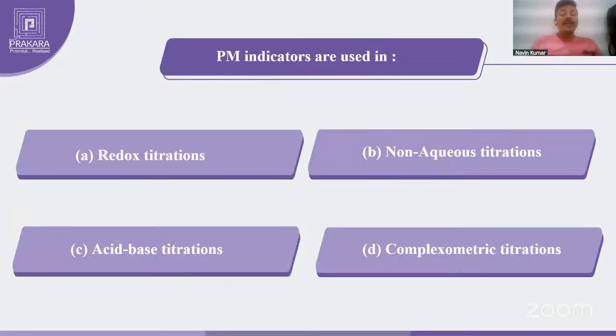Now, moving to the next one. Here, this is the question from the first step. And this is a kind of question which is very confusing. At the same time, it's a question of a fraction of a second. In 2019, the examiner asked the PM indicator is used in which kind of titration? See here, the PM indicator is nothing but the metal ion indicator. Okay, so it's a metal ion indicator.